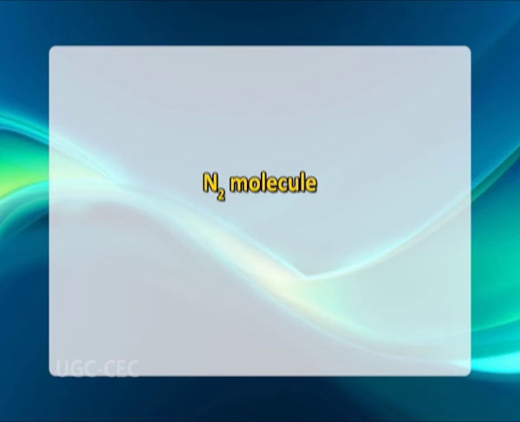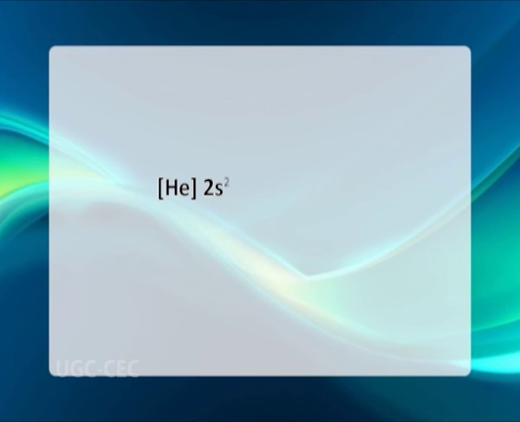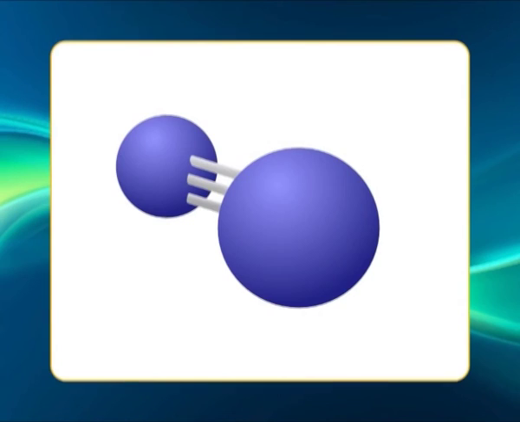Now, the nitrogen molecule. The ground state electronic configuration of nitrogen is helium 2s2, 2px1, 2py1 and 2pz1. A sigma pp bond is formed between two nitrogen atoms due to overlapping of half-filled 2px atomic orbitals along the internuclear axis. The remaining half-filled 2py and 2pz orbitals form two pi pp bonds due to lateral overlapping. Thus, a triple bond, 1 sigma and 2 pi, is formed between two nitrogen atoms.